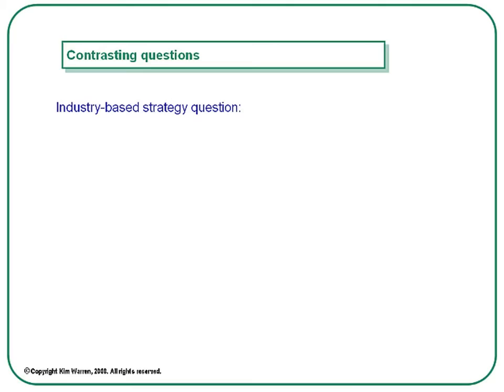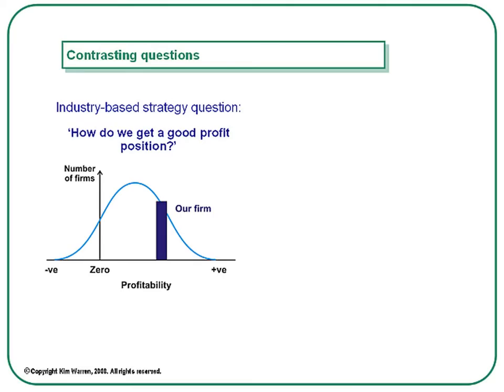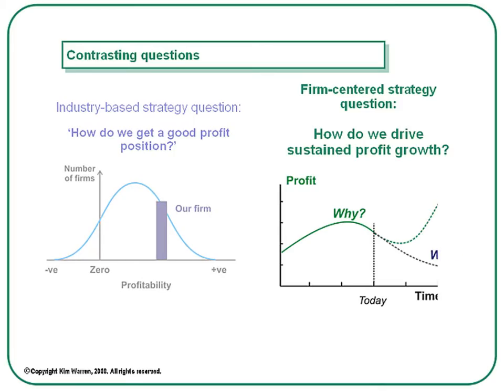From an industry-based start point, the strategy question we're seeking to answer is, how do we get a good profit position? Industries feature a characteristic distribution of profitability amongst the firms that compete in those industries, and what we'd like to do is find a place where we can be more than averagely profitable. For the firm-centred strategy, however, the question is different in a subtle but important way. Our concern now is how we drive sustained profit growth.